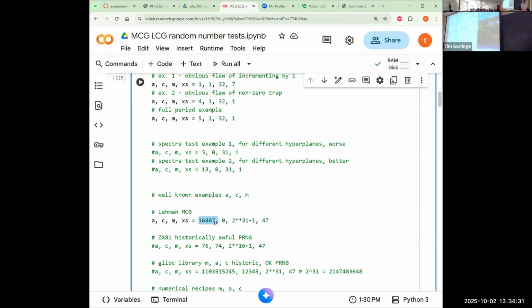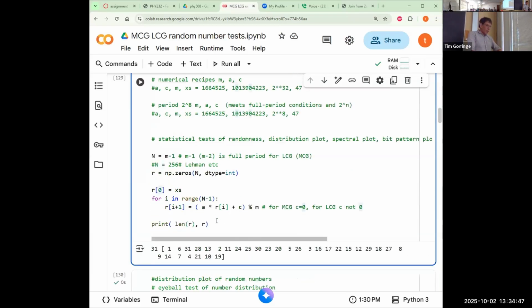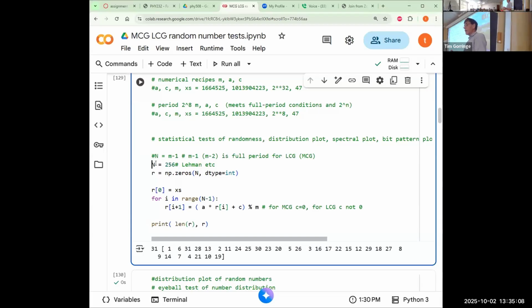So this is a combination that obeys our rules for MCGs. And this is just our seed. And here you see the 0, this is an MCG, not an LCG. I've got to make a change here. I don't want to generate 2 to the 31 random numbers because the class would never end. I'm just going to generate 256. So this is a tiny fraction of the spectrum of random numbers that this would generate.